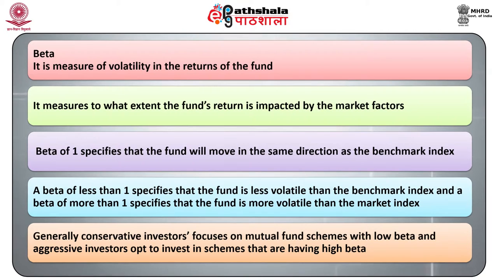A beta of less than 1 specifies that the fund is less volatile than the benchmark index, and a beta of more than 1 specifies that the fund is more volatile than the market index. Generally, conservative investors focus on mutual fund schemes with low beta, and aggressive investors opt to invest in schemes that have high beta. Third, standard deviation.